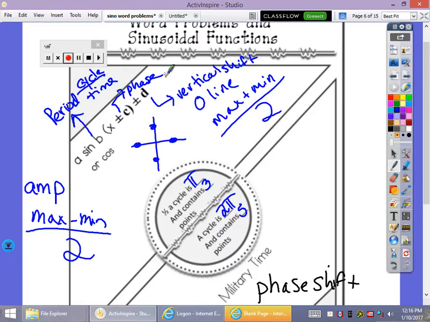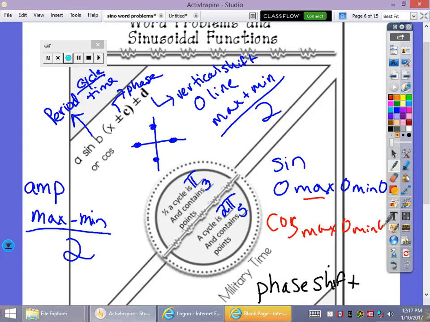All right, can someone refresh me before we go any further? What's the pattern for sine? 0, max, 0, min, 0. And what's cosine? Max, 0, min, 0, max. Okay, what if I want to, yes, ma'am?